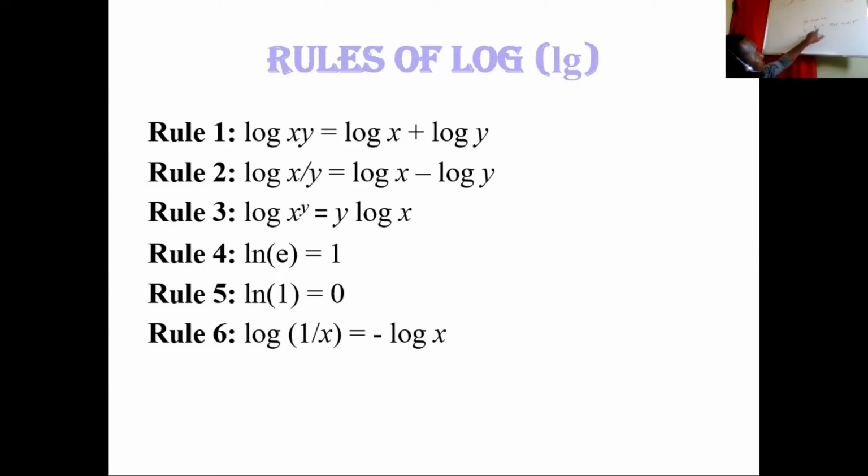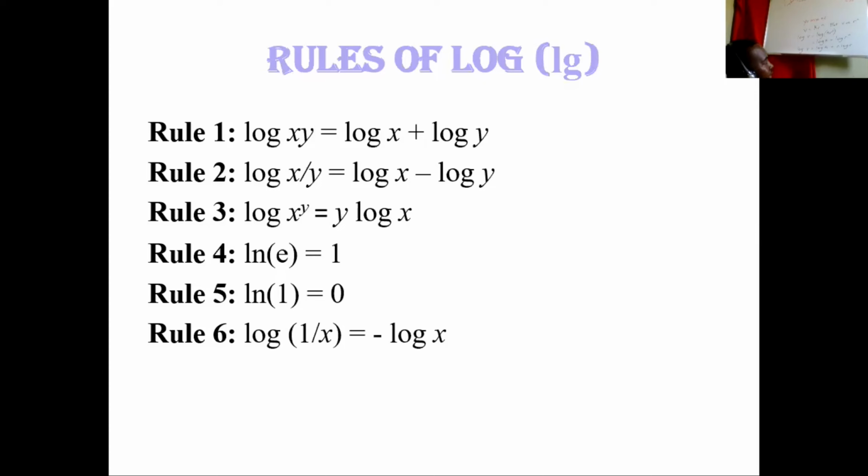So it's log k times r. Now if we notice, rule 1 says that log of k times r to the n is the same as log of k plus log of r to the n, right? But if we look at rule 3 again, it says that if you log something that has a power, it's the same as taking down the power to be in front of the log. So therefore, this equation now becomes log v is equal to log k plus n log r.